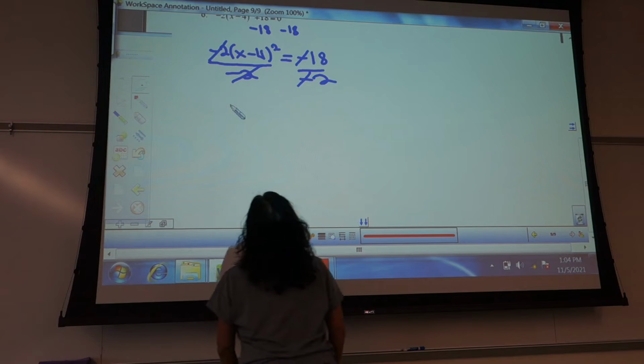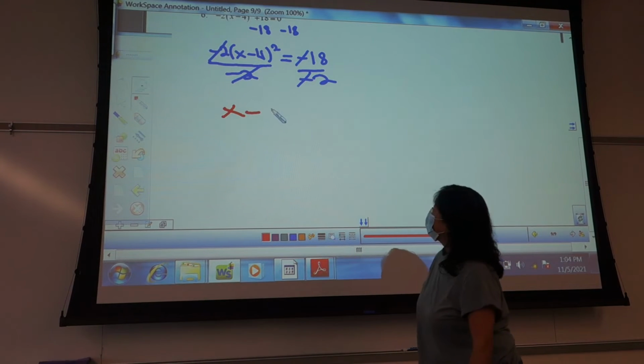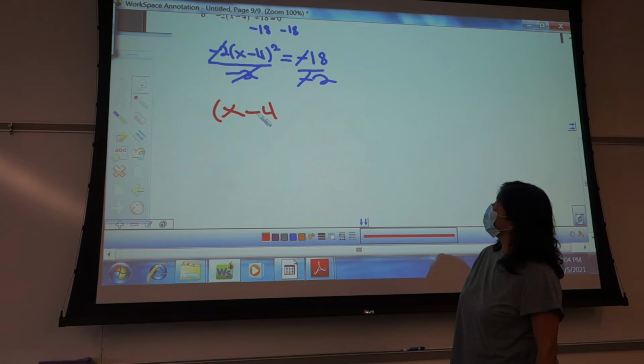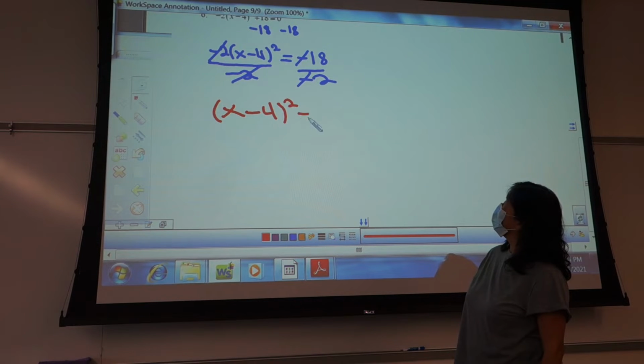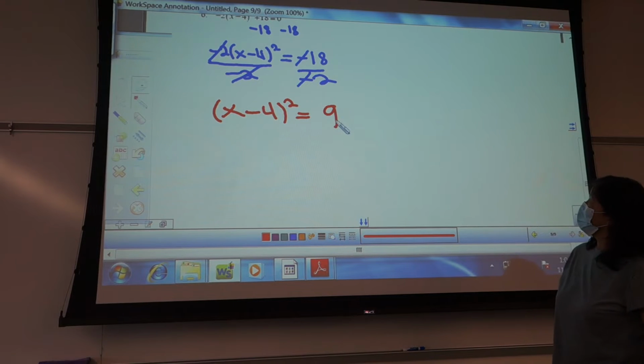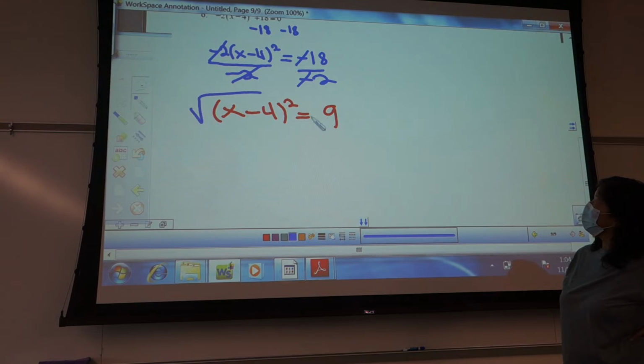Then, change colors, red. Then we got, he's going to square root both sides? I'll just rewrite it first. X minus 4 squared equals 18 divided by 2, which is 9. There we go. And then we can square root both sides. And that comes out to x minus 4 equals plus or minus 3.